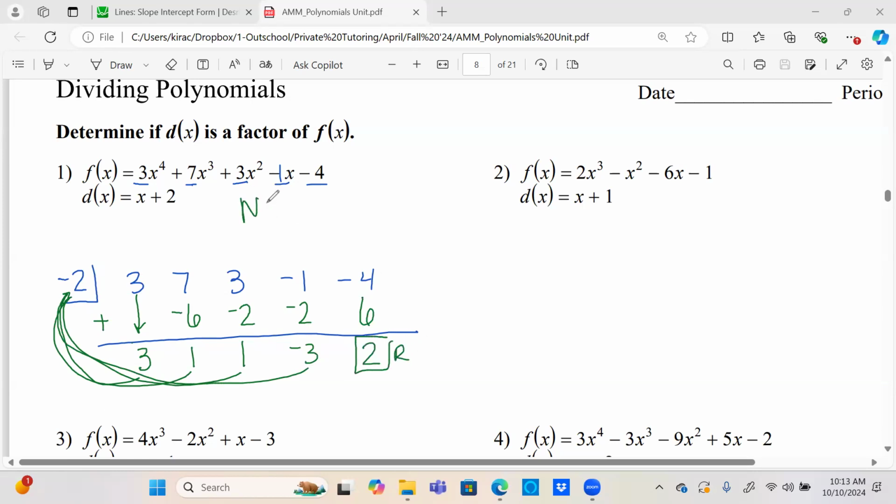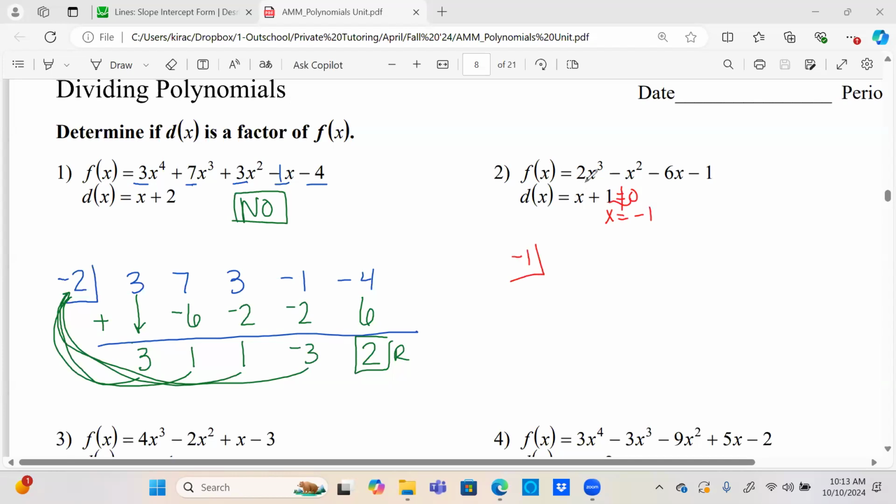So this is not a factor. Since the remainder is not 0, it is not a factor. And let's do that again. Coming over to number 2, we can do synthetic because this is a 1 and this is a 1. So we're in business for synthetic. We're going to set to 0. So x is -1. That number will go in the box.